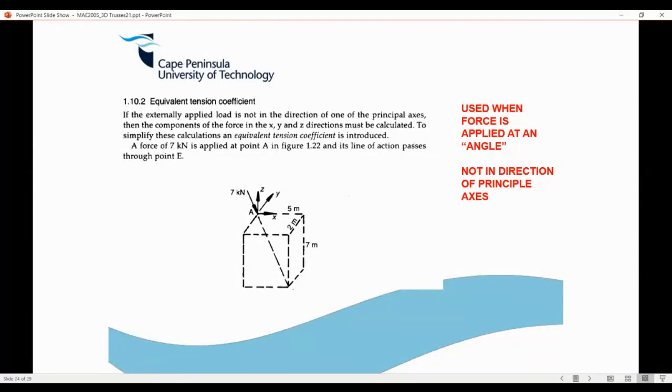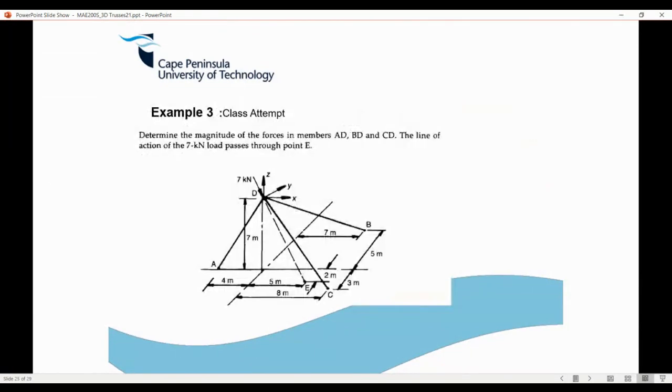It's basically using an equivalent tension coefficient, and it says if the externally applied load is not applied in the direction of one of the points per axis, okay, that's literally there, then the components of X, Y, and Z must be calculated. To simplify these calculations, an equivalent tension coefficient is introduced. So what do we basically do?